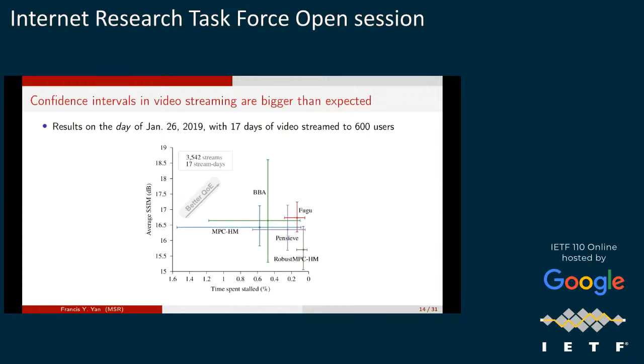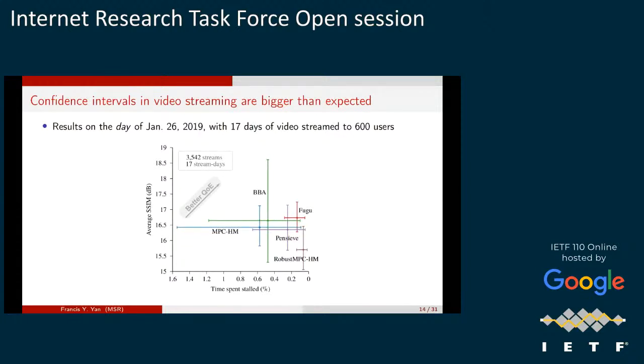This figure shows the algorithm performance using the data collected on a single day in January 2019. Puffer streamed more than 17 days of video to about 600 users watching TV on that day. Since I'm going to present this type of figure several times, let's take a closer look first. On the y-axis, it shows the video quality measured by a standard metric, SSIM. Higher is better. On the x-axis, it displays the rebuffering ratio, but we have reversed the axis, so the better is to the right. Overall, the better QoE is up and to the right.